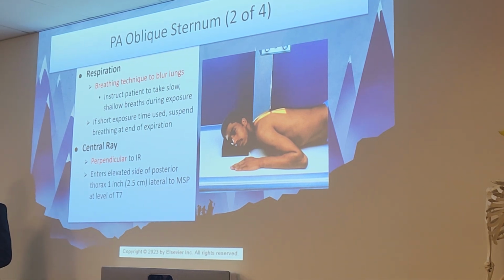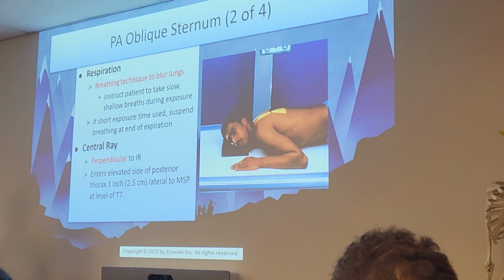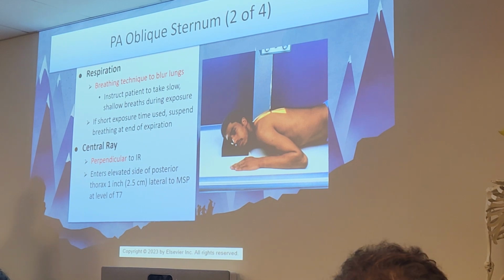Suspend at the end of expiration. The breathing technique is considered the optimal respiration technique to blur out the lungs. Those really pretty sternum x-rays you see in your book are pretty because they use a breathing technique. When you don't, it's going to look really ugly. It's going to be hard to see. You're not going to get that fine detail.